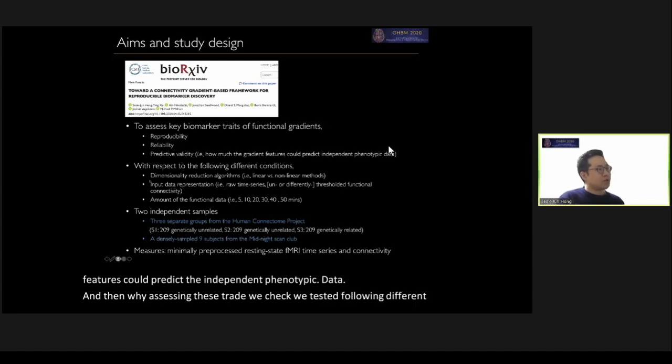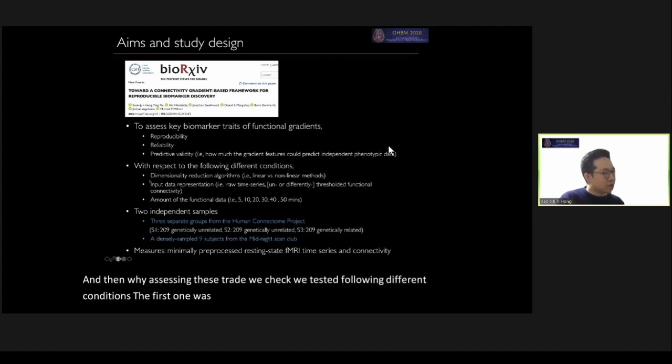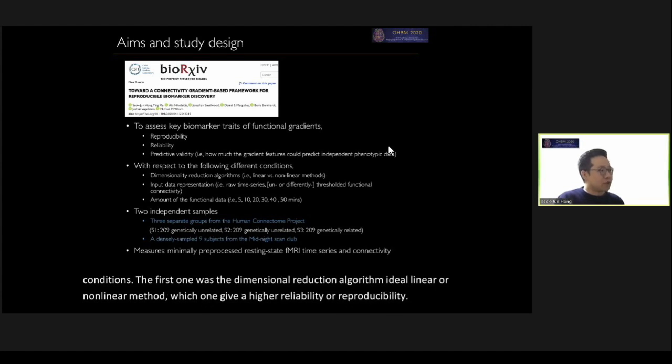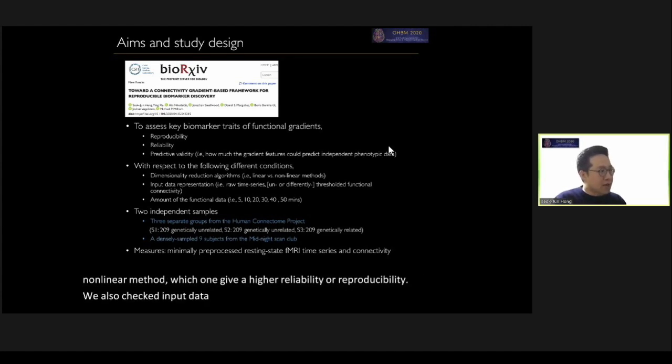The first one was the dimensionality reduction algorithm, either a linear or nonlinear method, and which one gives a higher reliability or reproducibility. We also checked the input data representation, either a raw time series, unthresholded or differently thresholded functional connectivity, again, to see which one gives a higher reliability.